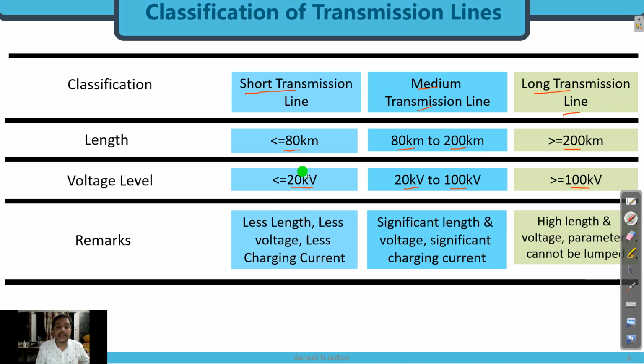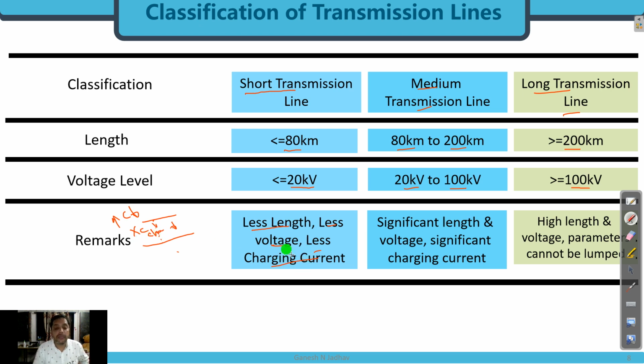In the short transmission line, the length is short and the voltage level is also low. As the voltage is low and the length is also short, between two conductors the current flowing through the shunt capacitance, which is known as the charging current, is very low. The charging current is very low because C is very low, so Xc is very high, hence less charging current.